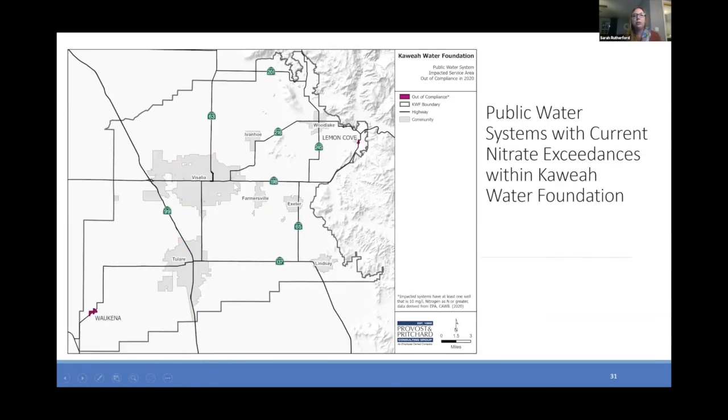This map illustrates both public water systems, large and small, within the Kauai Water Foundation service area, which currently serve water that does not meet the nitrate drinking water standard. Using the best available data, we have defined Lemon Cove and Joaquina as currently not meeting the drinking water standard for nitrate within our service area.